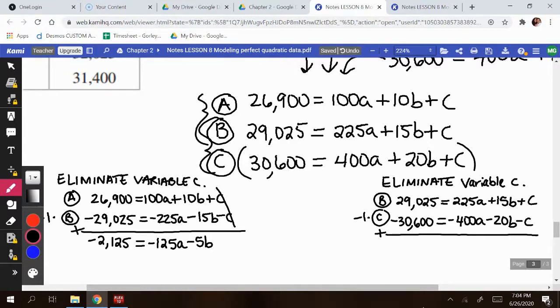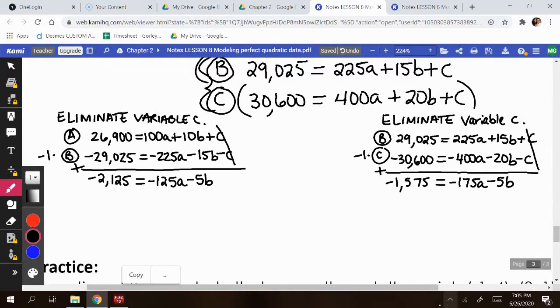Okay. Let's go ahead and add those together. All right, let's do 29,025 minus 30,600. We get negative 1,575 equals, let's do 225 plus a negative 400. I now get negative 175 as my new leading coefficient for A. Then we do 15 and negative 20, add those together, we get negative 5b, and then the c's get eliminated, which is what we want. Okay, so I'm going to label these new equations. This is going to be equation D, and this is going to be equation E.